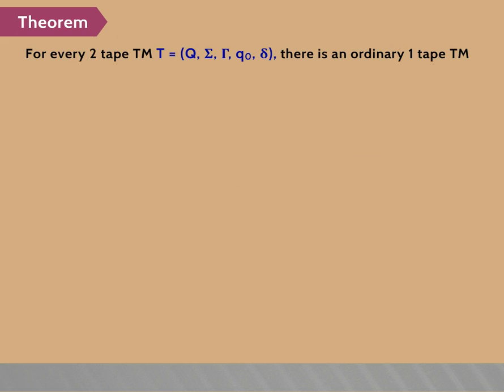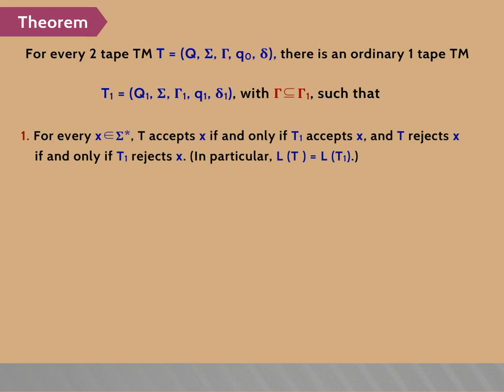Theorem. For every two-tape TM, T = (Q, Σ, Γ, q0, δ), there is an ordinary one-tape TM, T1 = (Q1, Σ, Γ1, q1, δ1), with Γ a subset of Γ1, such that for every x belongs to Σ*, T accepts x if and only if T1 accepts x, and T rejects x if and only if T1 rejects x. In particular, L(T) = L(T1).